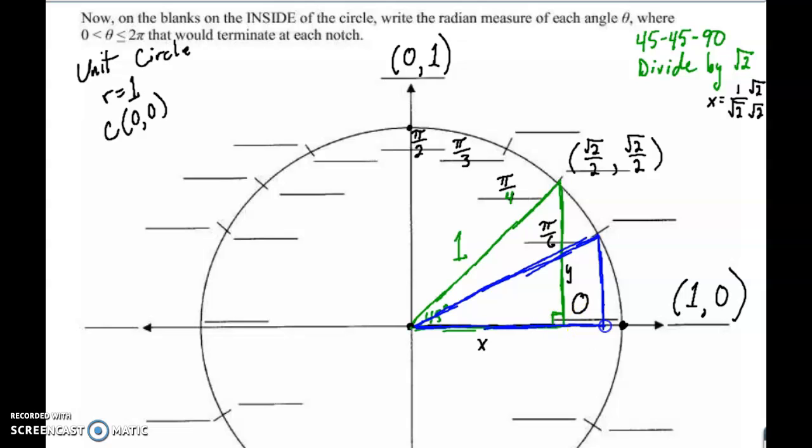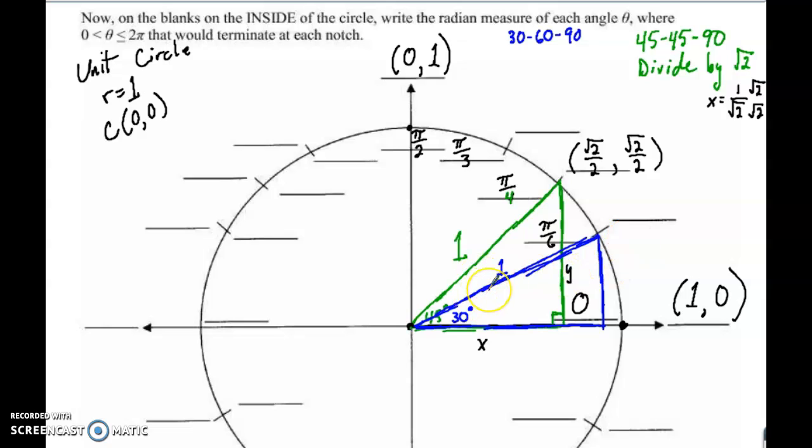And again, all we know is that the hypotenuse is 1. Now remember, this is pi over 6, and what it was in degrees was 30 degrees. Well, now what we have is, let me squeeze it right here, a 30, 60, 90 triangle.